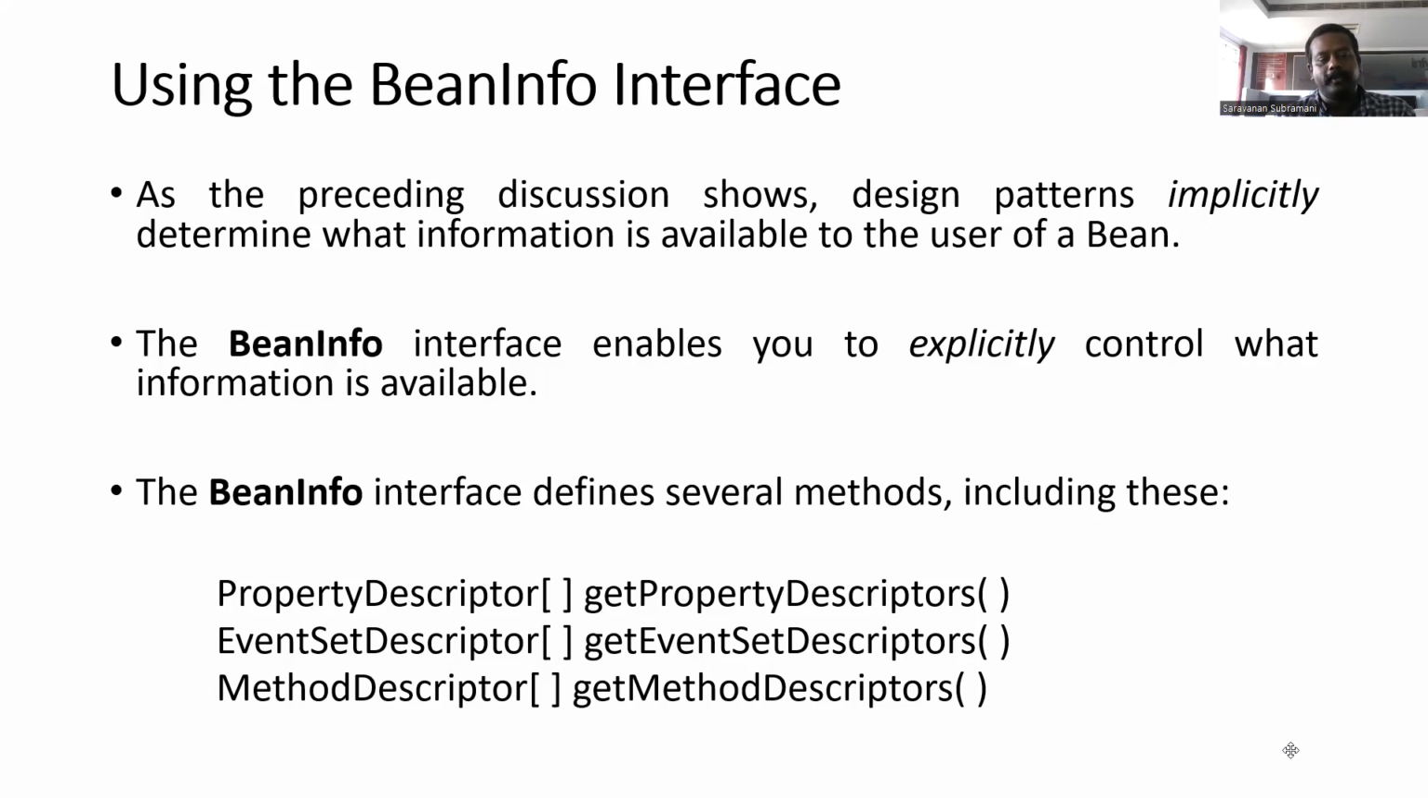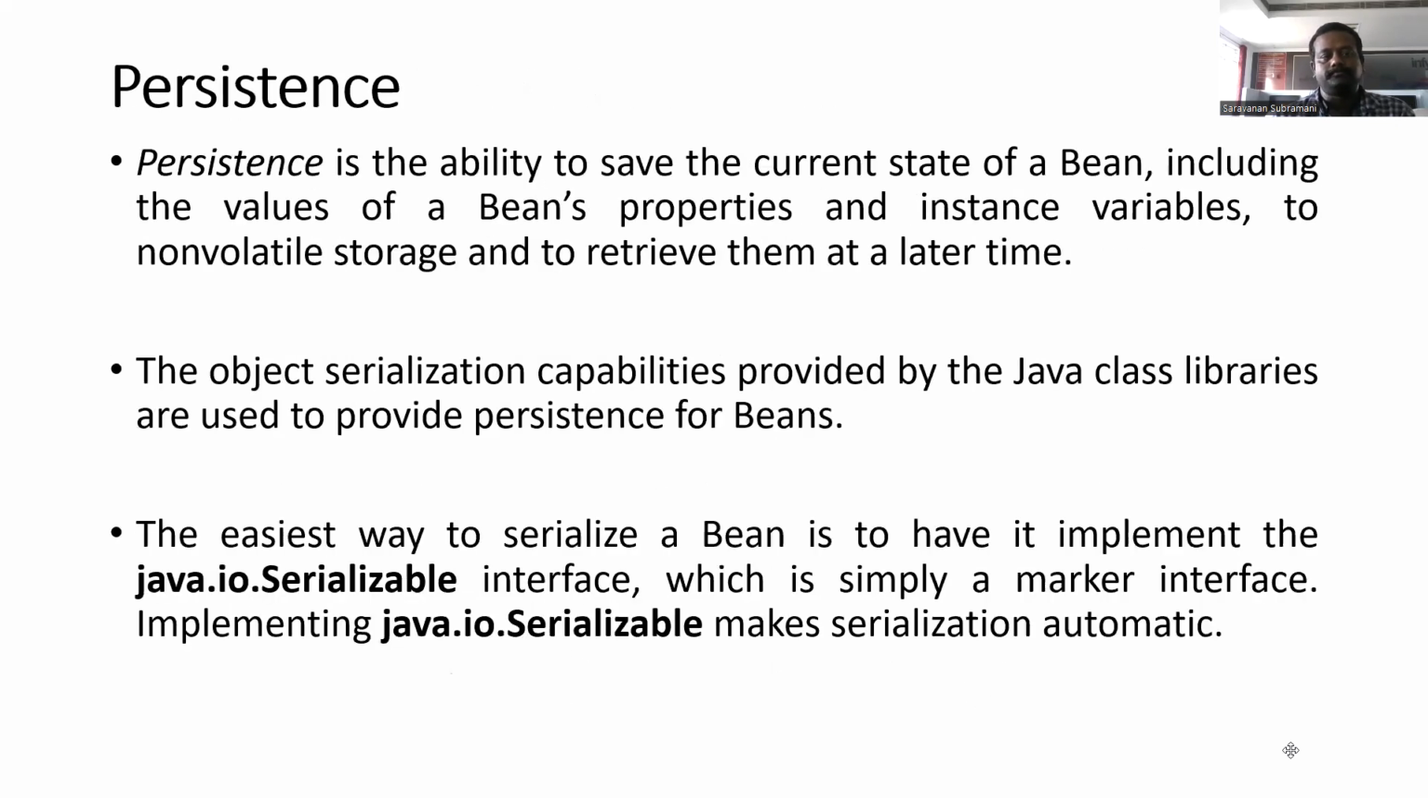This BeanInfo interface defines several methods, including getPropertyDescriptors, getEventSetDescriptors, and getMethodDescriptors. These are used for accessing the property descriptions, event set descriptions, and method descriptions: what the different types of methods, event sets, and properties available in the Bean are. Those are the pieces of information we access through this interface. This is what the BeanInfo interface provides.